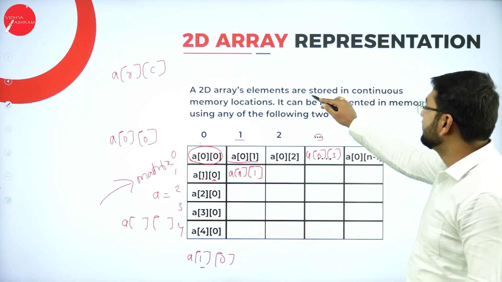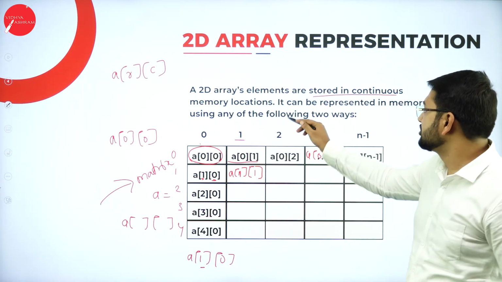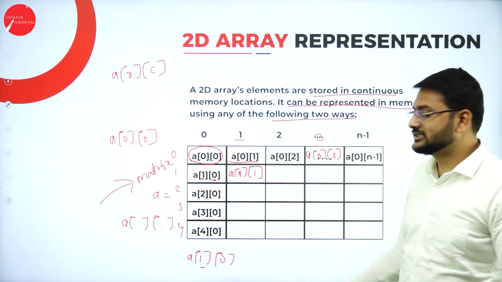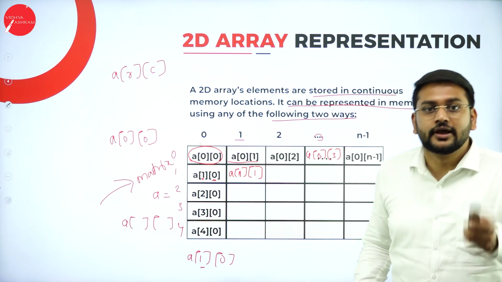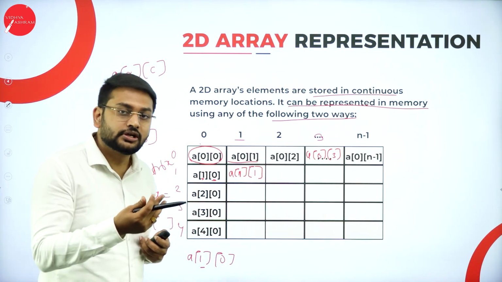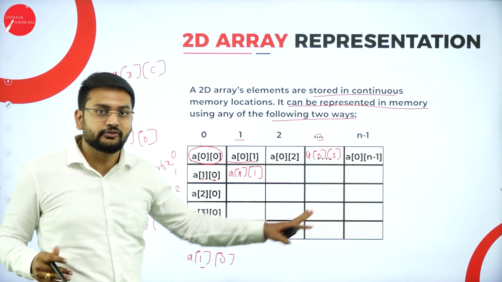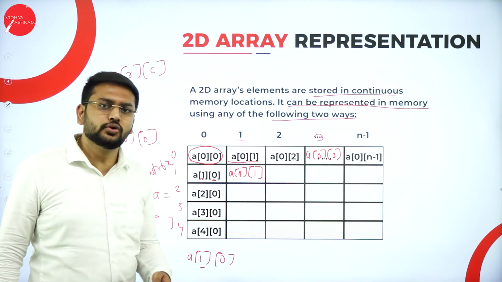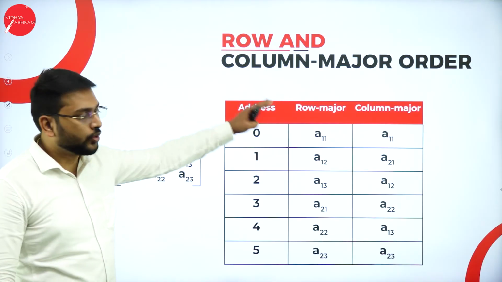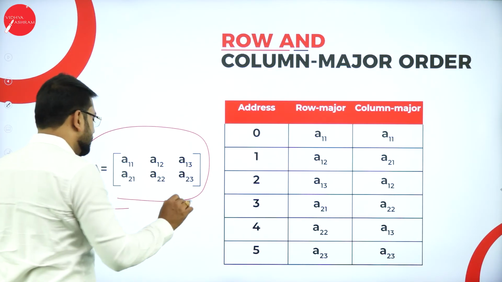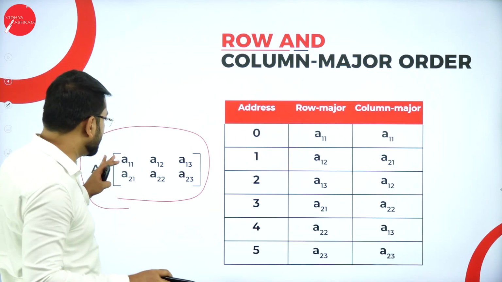Two-dimensional array elements are stored in continuous memory locations. It can be represented in the memory using any of the following 2 ways. What are those 2 ways? That is row measure and column measure. Usually we give the location address like this, but I can store the data in 2 different ways. One is row measure, another one is column measure. Observe, this is my two-dimensional array.